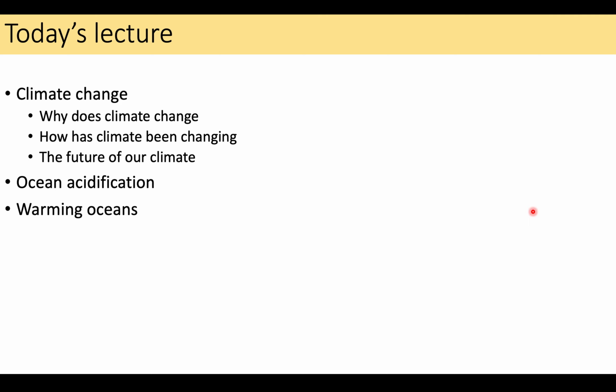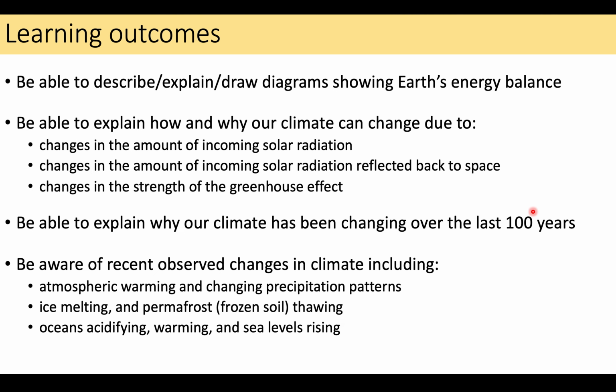So today we're going to talk about climate change. We're going to go over why climate changes, how it has been changing, and what it's going to look like in the future. We're going to talk about ocean acidification and sea level rise, the two big climate change issues in our oceans. So for the first part of today, we're going to go over the Earth's energy balance.